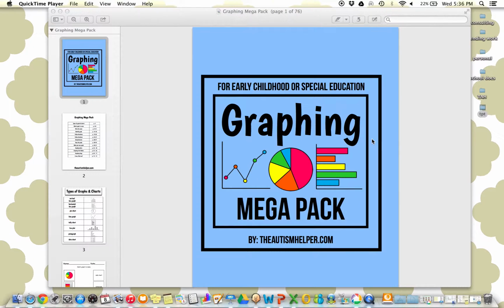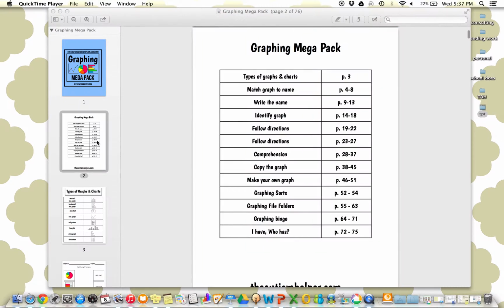So this is great to work on the skills of graphing, with a variety of different types of activities for all of your level learners in one set. There are over 70 pages included in this resource, so loads of different types of activities from more basic to a little bit more complicated. So you can really build on this skill as you teach it.